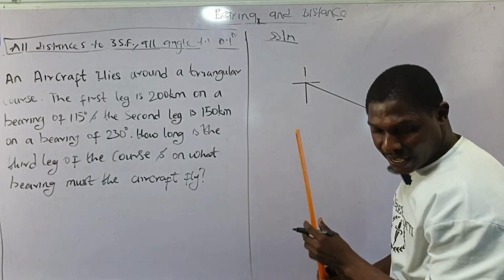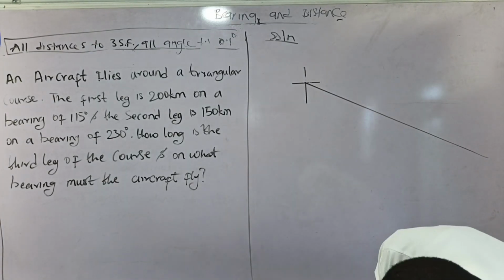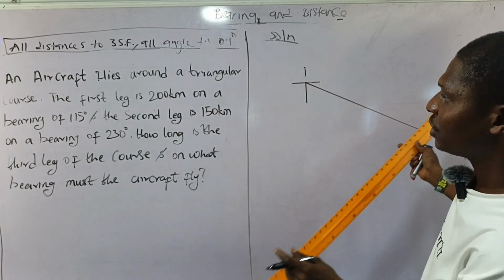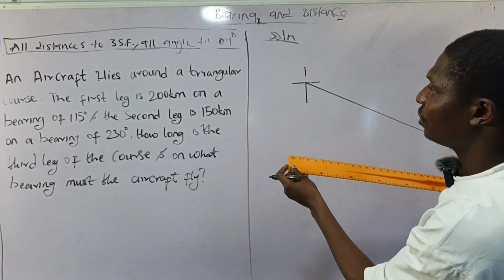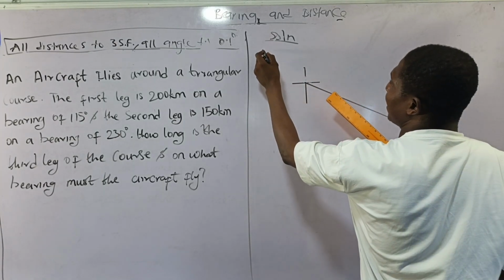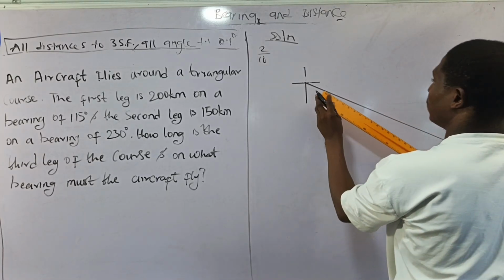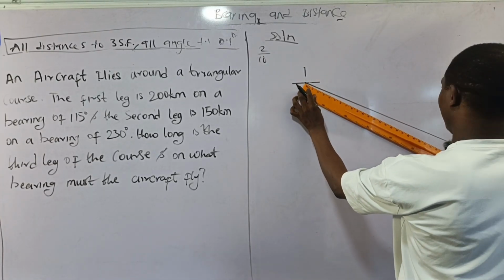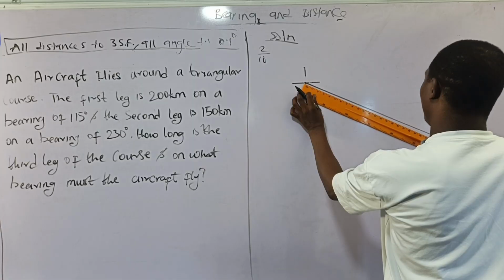So I've gotten my first leg, and the distance is what? 200. If I divide by 10, I'll have 20, then I'll multiply by 2. So I divided by 10 and I multiply by 2. Take note. I'll have what? 40.